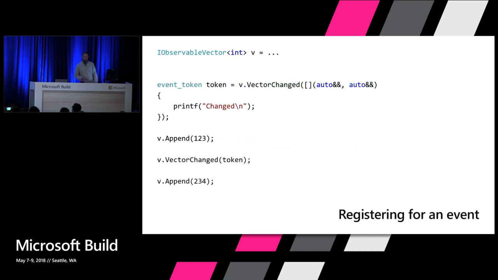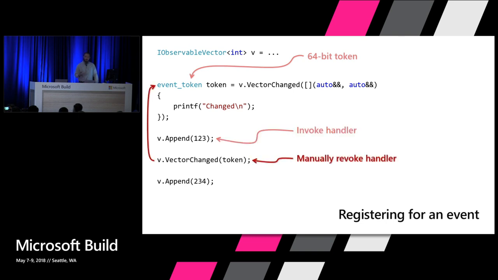One twist on that is if you actually want to deal with revoking the handler. So a simple example is simply to retrieve the result of the vector changed overload and capture that as a 64-bit token. We can then invoke the handler by calling append. That would invoke the handlers that are registered. We can then manually revoke the handler. It takes that 64-bit token, passes it back into the API, the event source, and then it removes it from the internal array that API may have implemented. Finally, the handler is no longer called because we've revoked that handler. So this is the most efficient, most straightforward way of dealing with events.